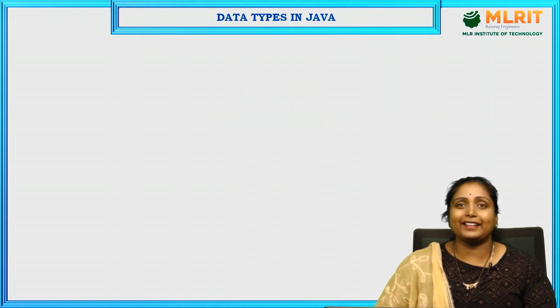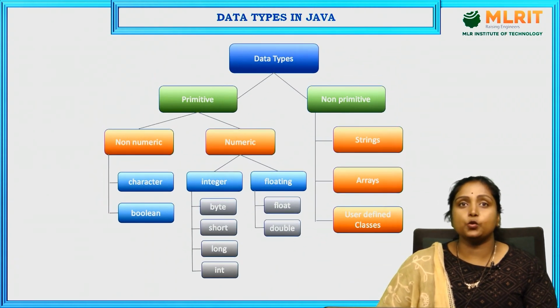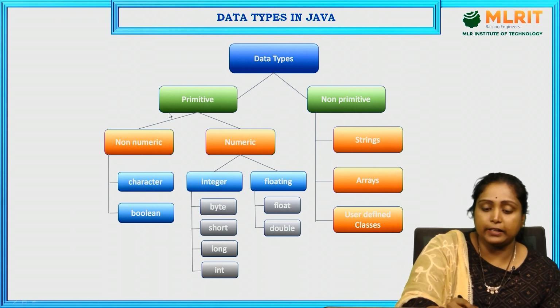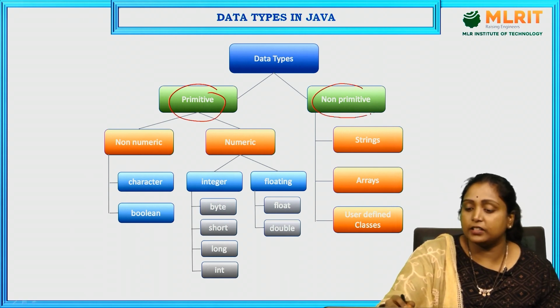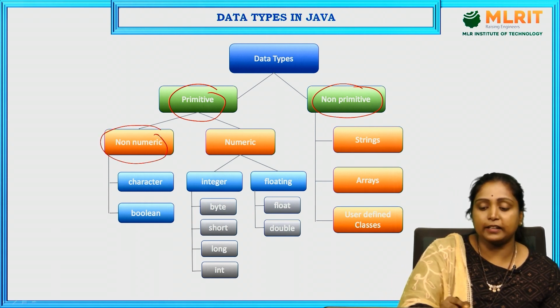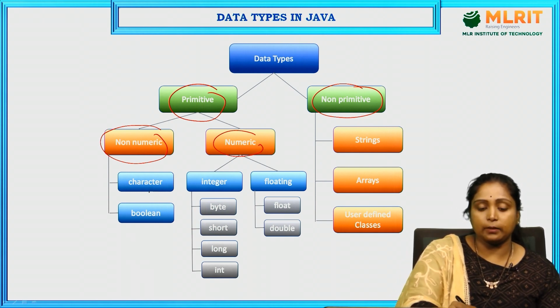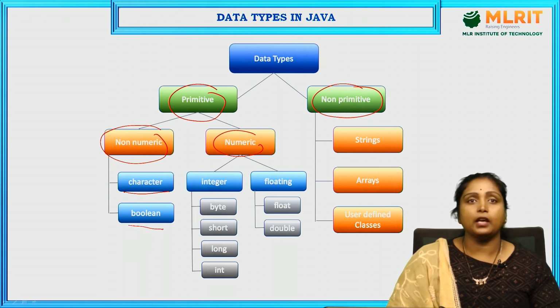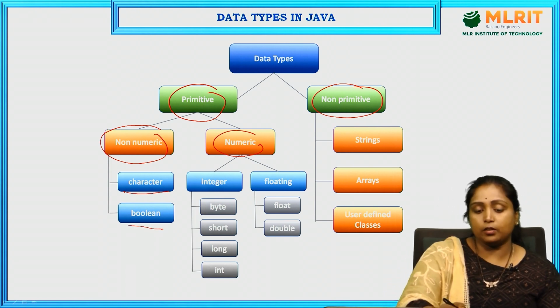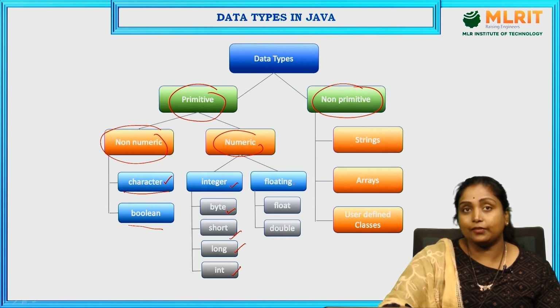So, coming to the data types in Java. Initially in Java, we have two types of data types. One is primitive data types, and the other is non-primitive data types. In primitive data types, again you have non-numeric data types and numeric data types. In non-numeric data types, the character and the boolean are the two data types which we have seen in C also. So, here also you will have the character data type. In integer, you have byte, short, long, int. Whereas for floating point, you will have float and double.